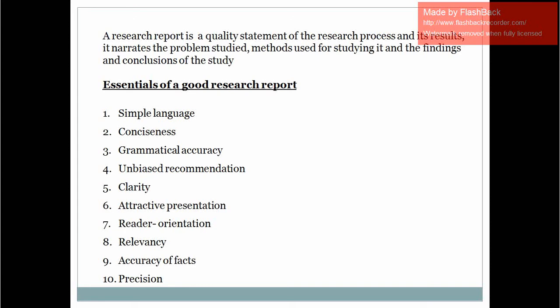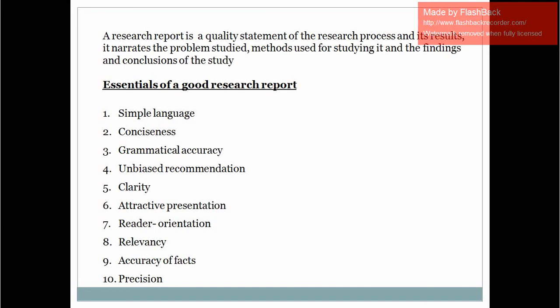Next point is attractive presentation. Presentation of a report is also an important factor to be considered by the researcher, where a good report provides a catchy, smart look, and draws the attention of the reader. Structure, content, the language used, the presentation style of a good report should be attractive to make a clear impression in the minds of the reader. Next point is reader orientation. While drafting any report, it is necessary to keep in mind the person who is going to read it. That's why a good report is always reader oriented.